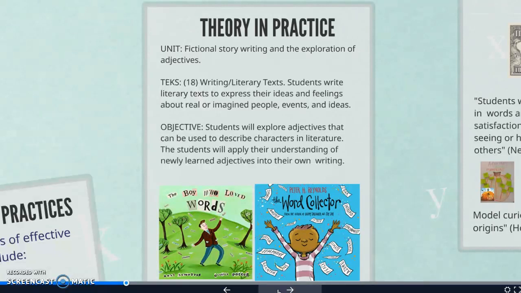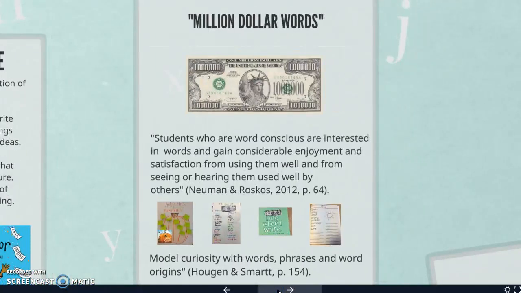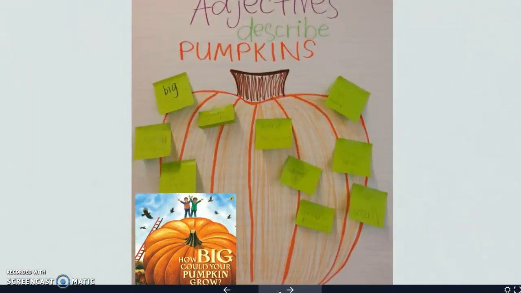I provided the TEKS here, which was just one of the many different TEKS that we hit, but this was the main one. And so I also started off the unit by reading these two books, which are awesome for getting kids to really think about interesting words. We started a $1,000,000 word chart, which I'll go into, but we began the unit with adjectives.